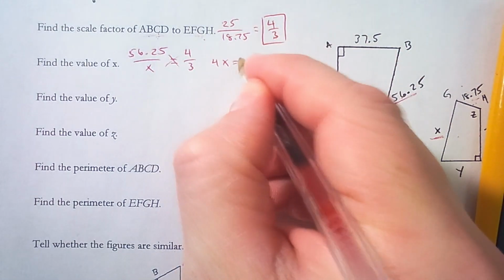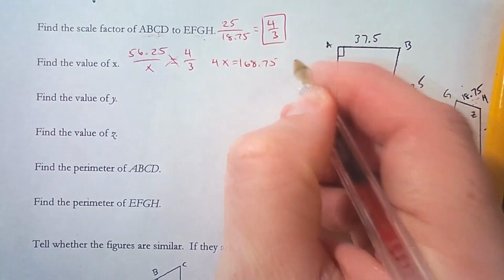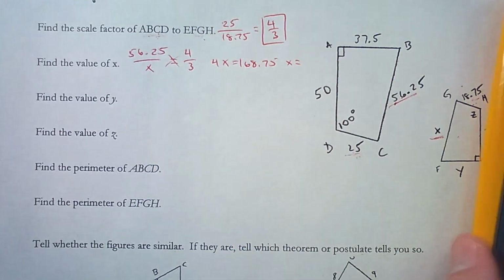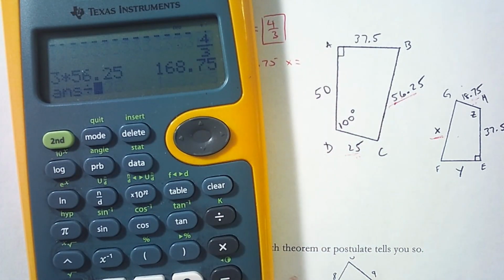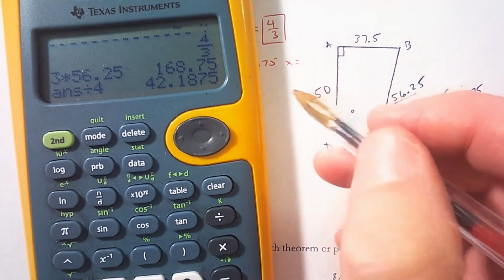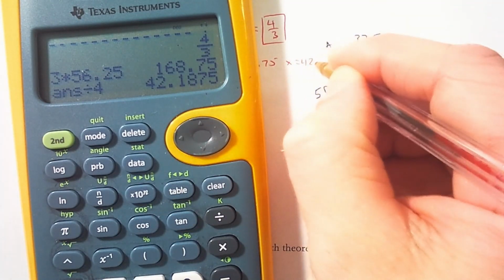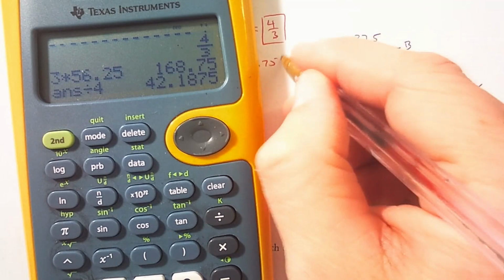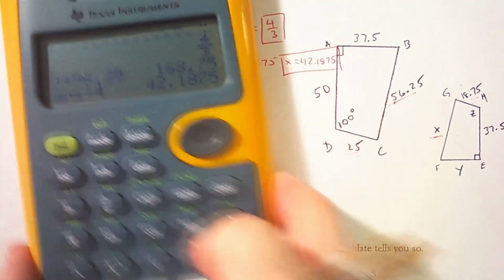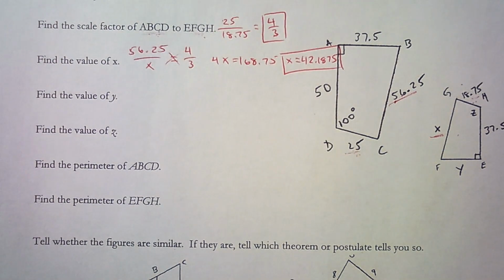So our cross products are 4X and 3 times 56.25 is 168.75. And I need to divide by 4, and that is 42.1875. 42.1875, that is the value of X.